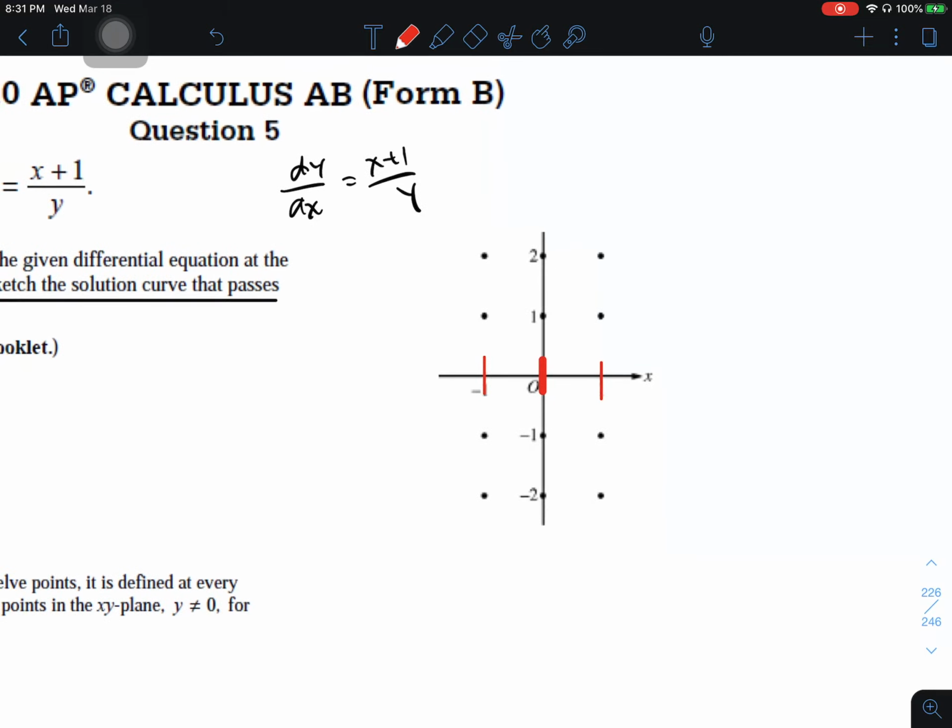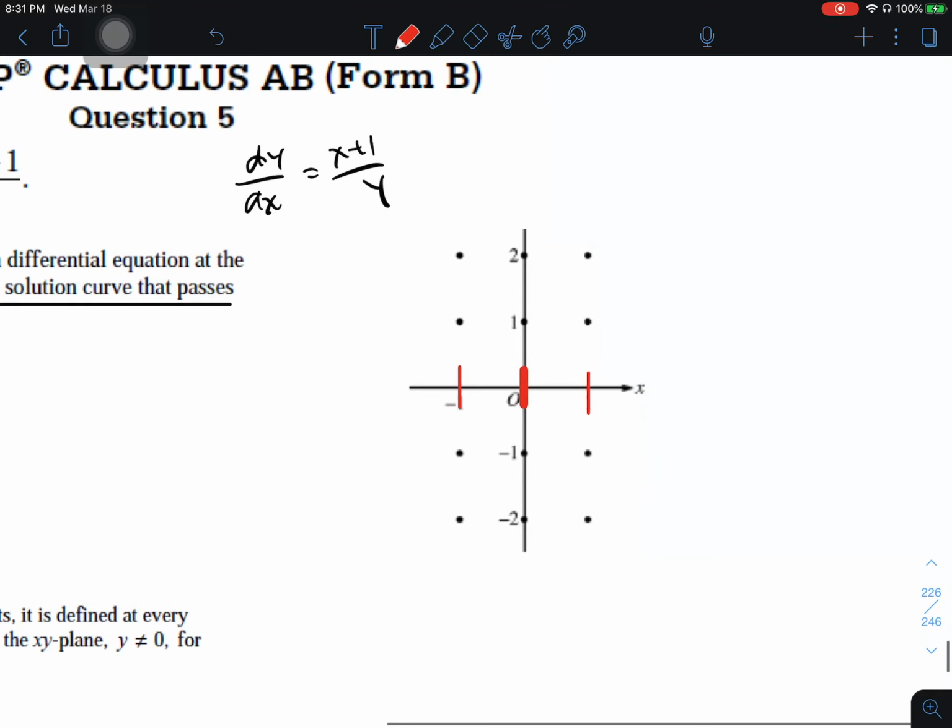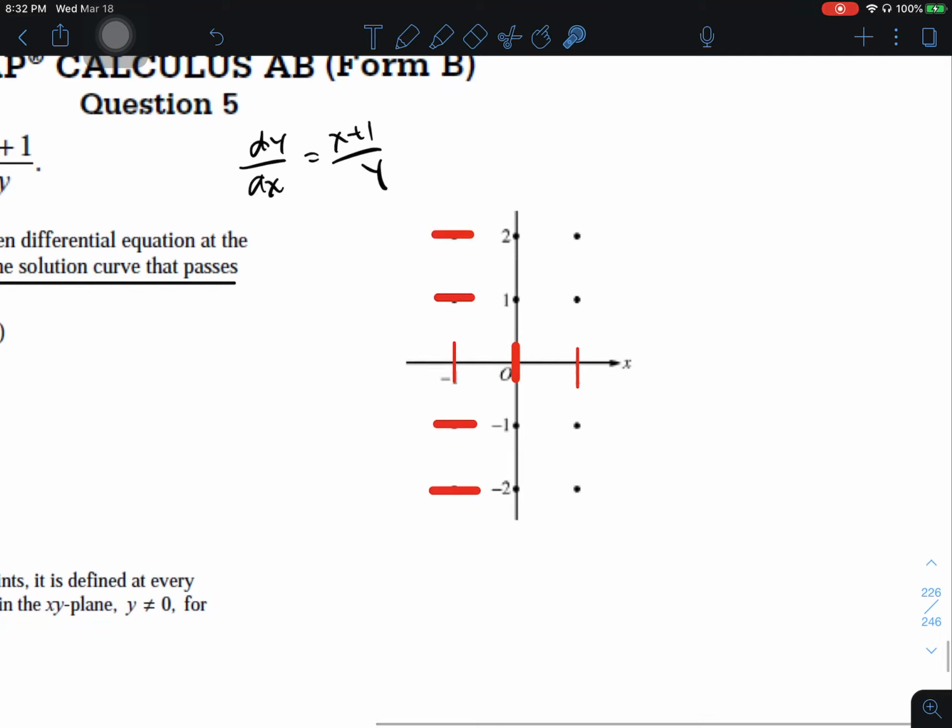Let's try to figure out when the slope is going to be 0. The slope's going to be 0 whenever the numerator is 0 and the denominator is not 0. So this will be 0 whenever x is -1, because -1 plus 1 is 0. This x is -1, x is -1, x is -1. At these 4 locations, x is -1 and the slope is 0. So we got those covered pretty quickly.